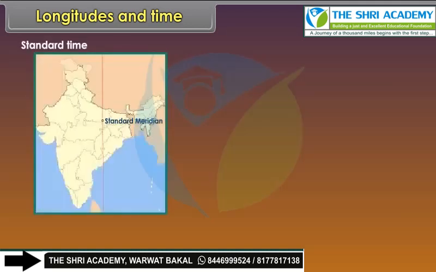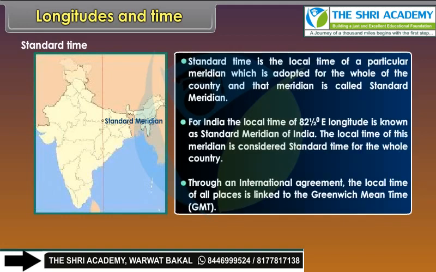Standard time. Standard time is the local time of a particular meridian which is adopted for the whole of the country, and that meridian is called the standard meridian. For India, the local time of 82.5 degrees east longitude is known as the standard meridian of India. The local time of this meridian is considered standard time for the whole country.